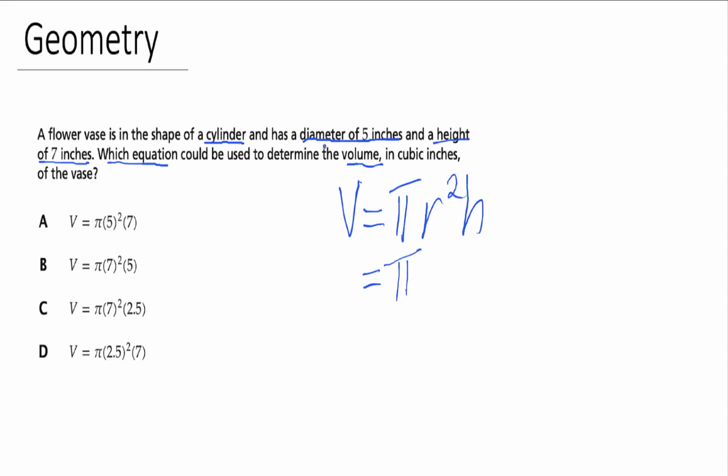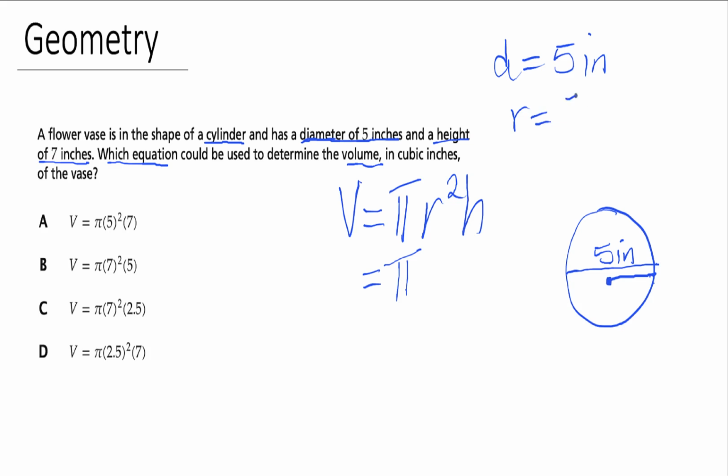Now we need the radius. When you go to the problem, they did not give us the radius. Radius begins with an R. Notice they said diameter of 5 inches. The diameter is the line that cuts your circle in half, so if you have a circle going from end to end, that's what that 5 inches means. That is your diameter. The radius, on the other hand, starts from the center and goes all the way to the outskirts of the circle. So it's basically half. If we want to find the radius, you have to take your diameter and divide it by 2. So what's half of 5? Half of 5 is 2.5. So your radius is going to be 2.5 to the second power, and they gave us the height. The height is 7. So we're looking for the equation that is pi times 2.5 to the second power times 7.